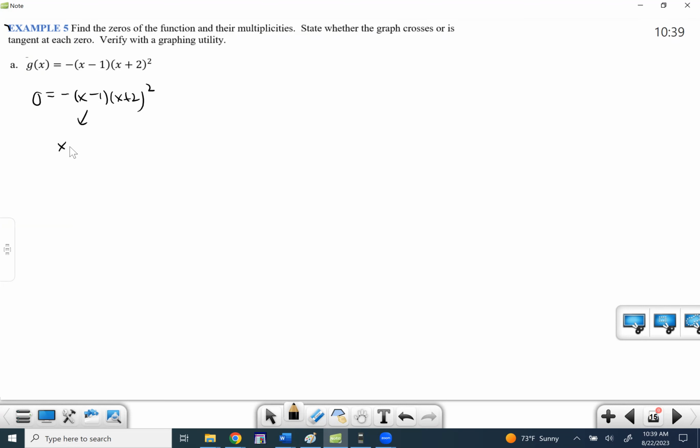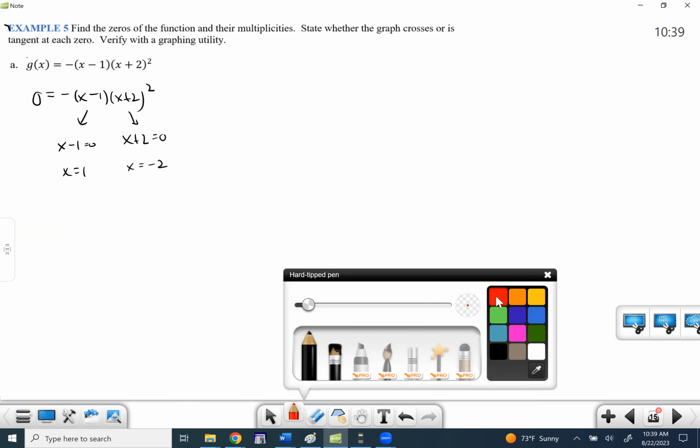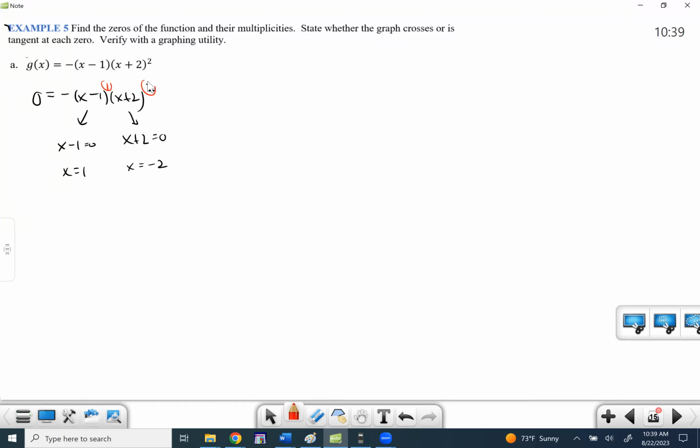Okay, so I'm going to set this piece equal to 0, which gets us 1. And then we'll set x plus 2 equal to 0, which gets us -2. Now, if we look at the exponents of 1 and 2, this one is going to be multiplicity 1, and this one is going to be multiplicity 2. So if it's 1, it's odd, so it crosses. And if it's 2, it's even, and so it's going to be tangent.